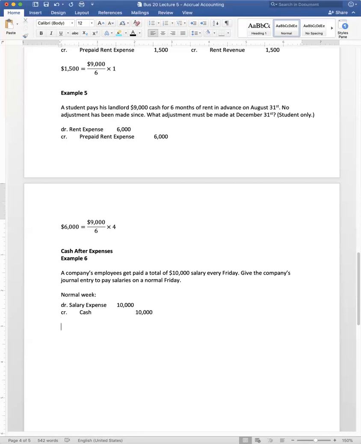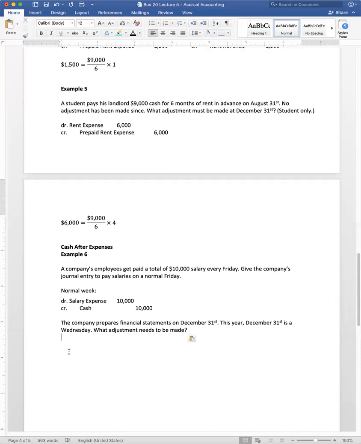All right. Now, that's how it works for 51 weeks of the year. But the last week of the year is the week that financial statements are prepared. Now, are financial statements always going to be prepared on a Friday? Nope. That last day of the month can fall any day. Let's see what happens if it's not Friday. The company prepares financial statements on December 31st. This year, December 31st is a Wednesday. All right, so what adjustment needs to be made?